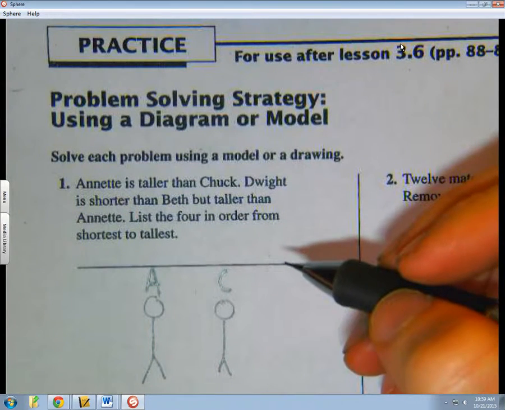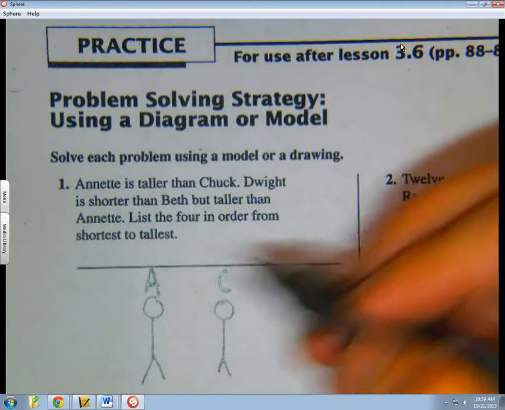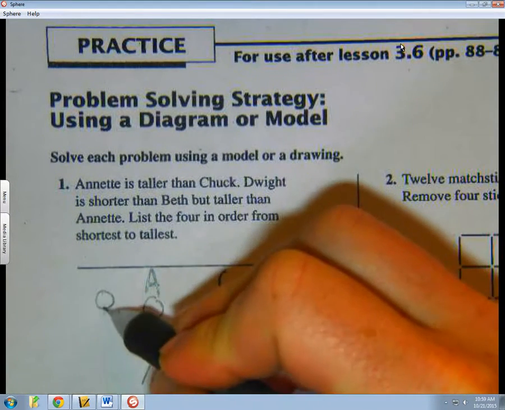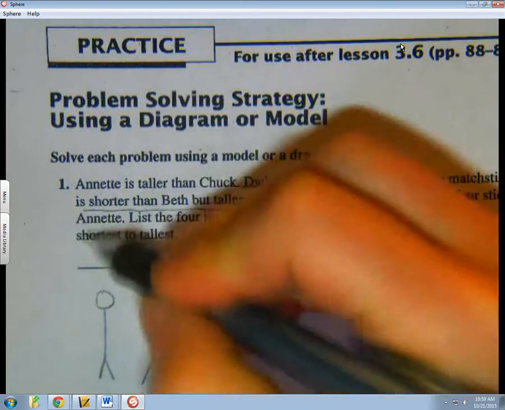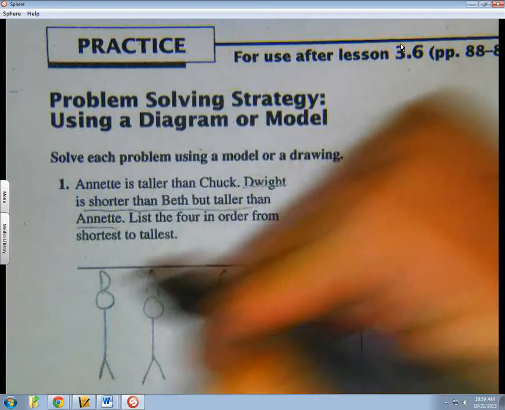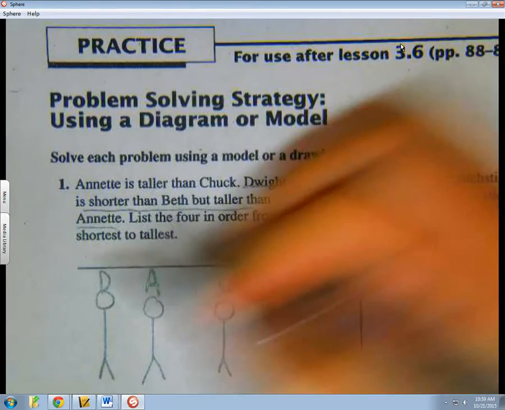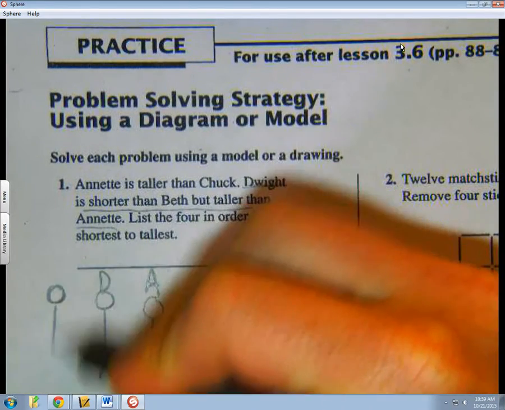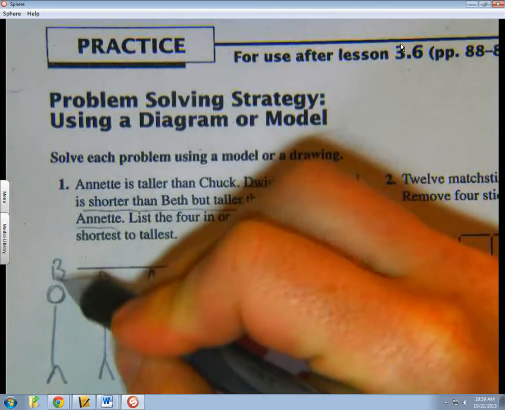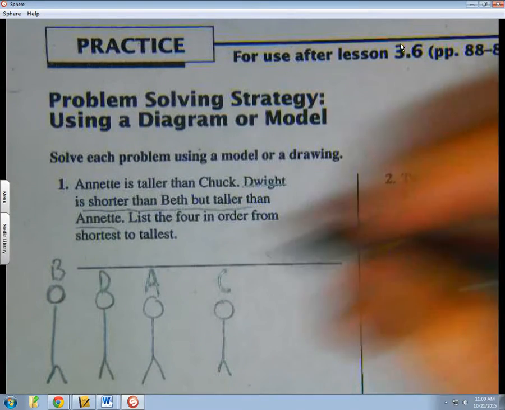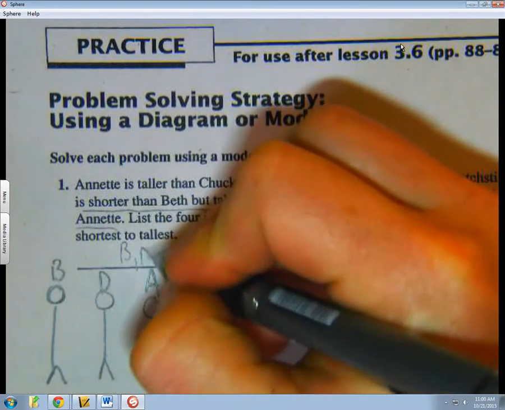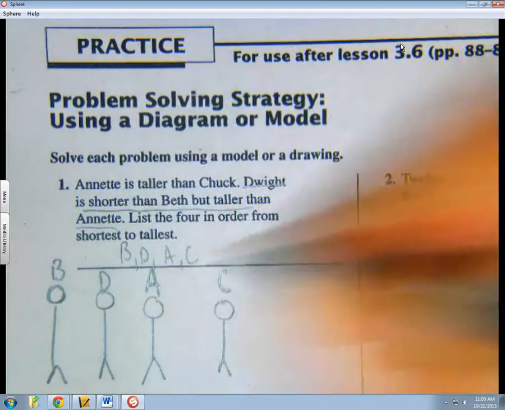Dwight is shorter than Beth but taller than Annette. So then I would be Dwight, and then he's shorter than Beth. So there you have it. Beth, Dwight, Annette, Chuck. B, D, A, C, and I'll just list them like that.